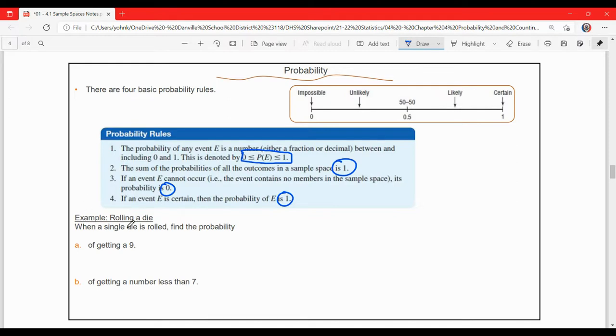When a single die is rolled, find the probability of getting a 9. Well, you can't get a 9. There is no 9, so the probability is 0. It's not likely to occur.